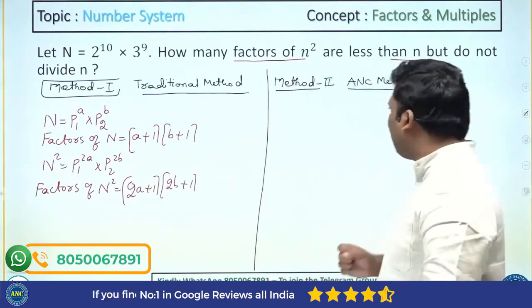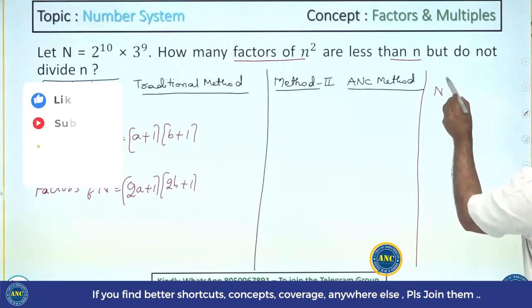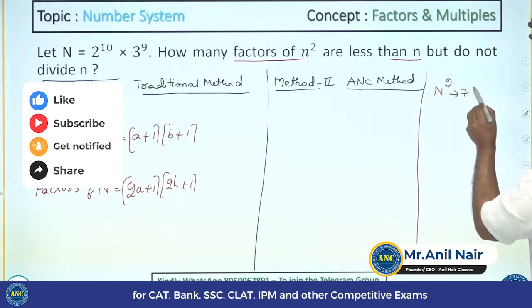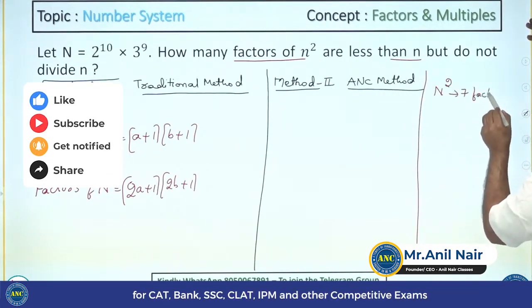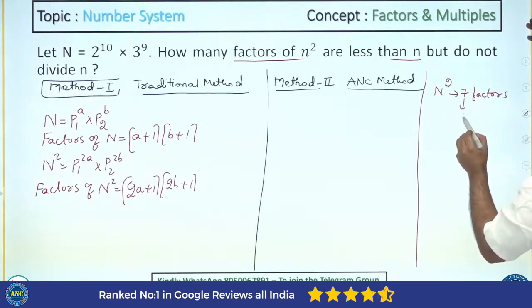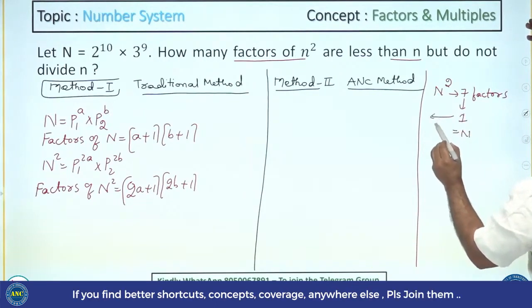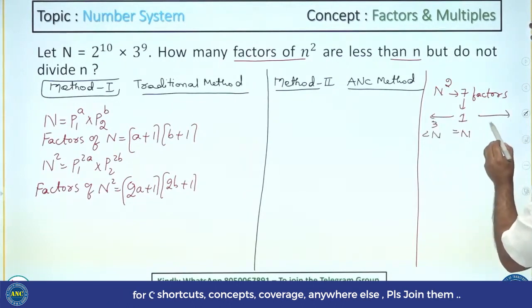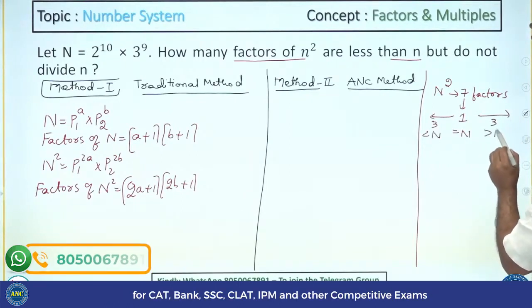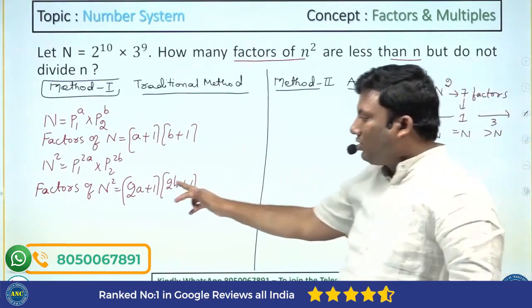Yesterday I discussed one important concept. See here, n square has got 7 factors. If there are 7 factors, that means it is a perfect square. One factor will be equivalent to n. Of the other 6 factors, 3 factors are less than n and 3 factors are greater than n. I hope you remember this logic.